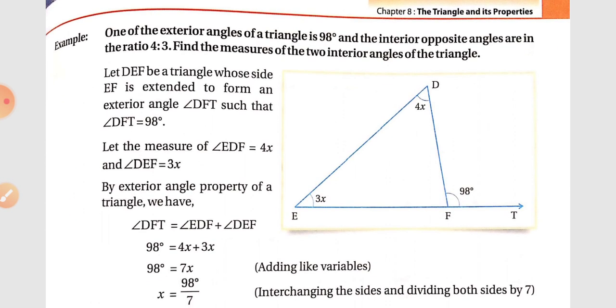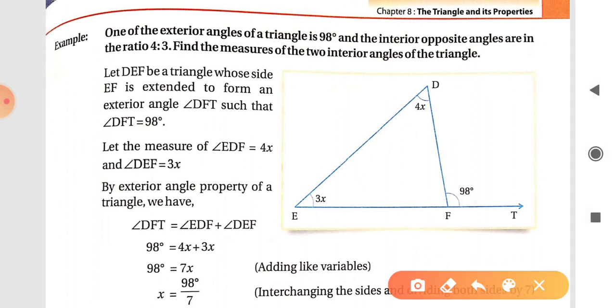Next is the last example of exterior angle property. One of the exterior angles of a triangle is 98 degree. We are given one exterior angle of the triangle, and interior opposite angles are in ratio 4:3. We are given the ratio of interior opposite angles. Then these angles will be 4x and 3x. Let these angles be 4x and 3x, and exterior angle is 98 degree. Then we have to find measures of two interior angles of the triangle.